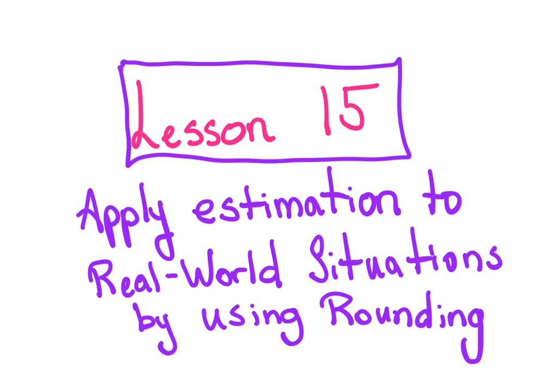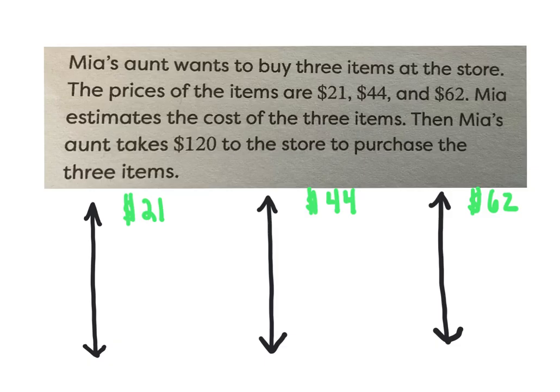So let's get started. Mia's aunt wants to buy 3 items at the store. The prices of these items are $21, $44, and $62. Mia estimates the costs of the 3 items. Then Mia's aunt takes $120 to the store to purchase the 3 items. So you got to make sure that you're going to have enough money to go to the store with.